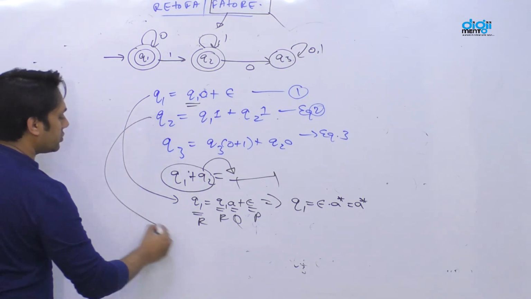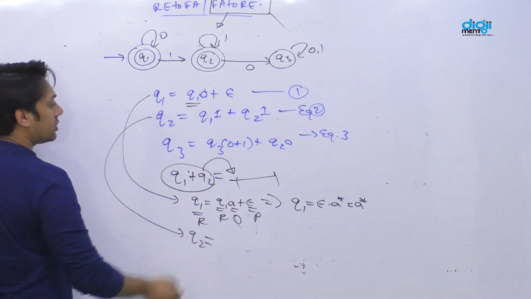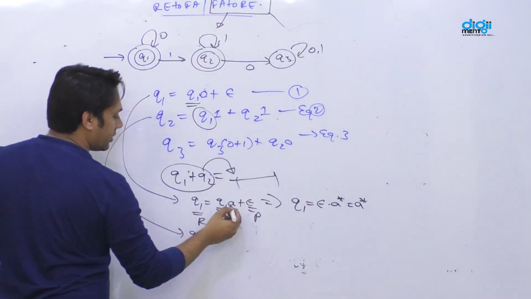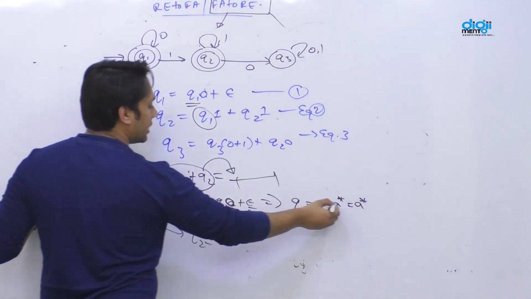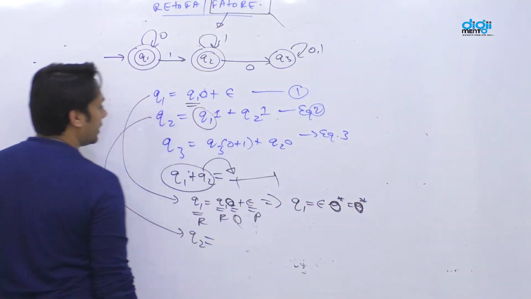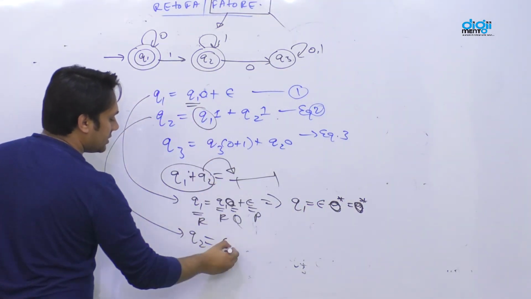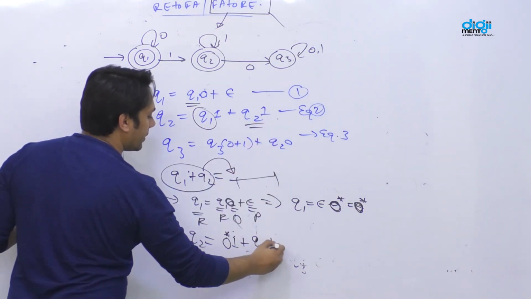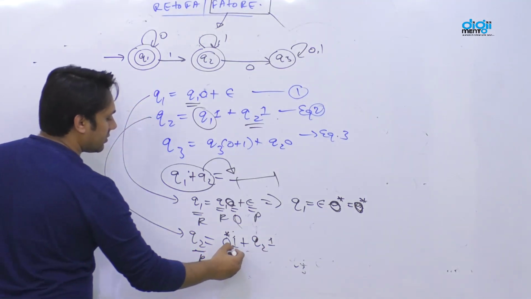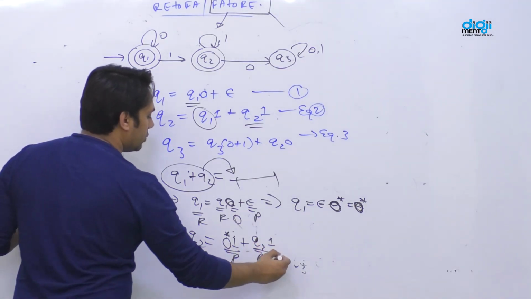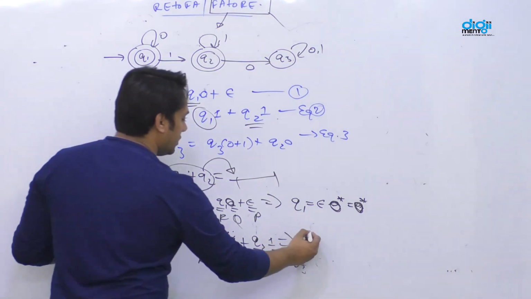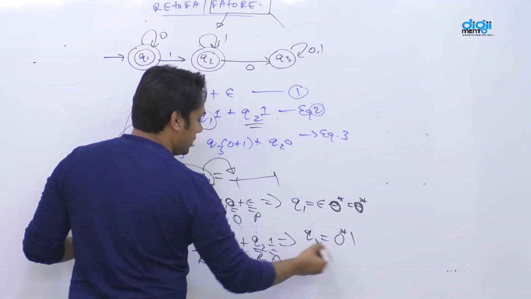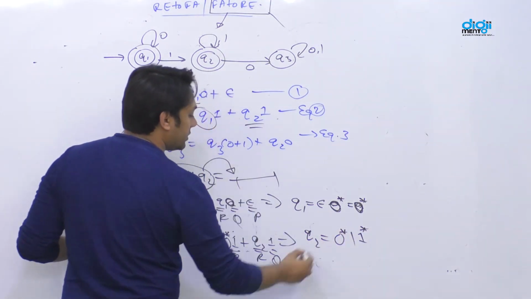In the same way I can use the equation Q2. Now in this equation Q2 I can eliminate Q1. So Q1 I can eliminate by, this is actually 0, right? So this is 0, not A. I'm getting confused by A. So instead of Q1 you can write 0 star 1 plus Q2 1. So again this is R is equal to P plus RQ. So you can also write this way: Q2 is equal to PQ star. So it is 0 star 1 and again 1 star. This is your equation for Q2.